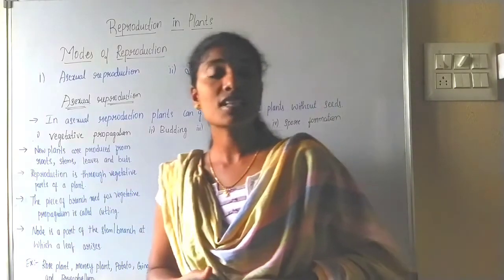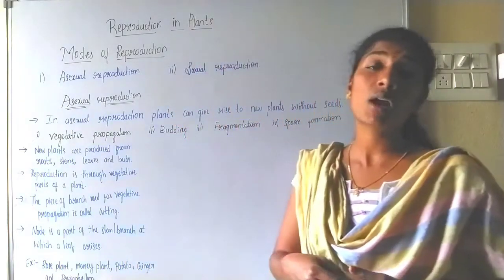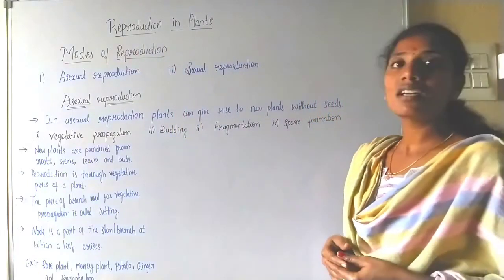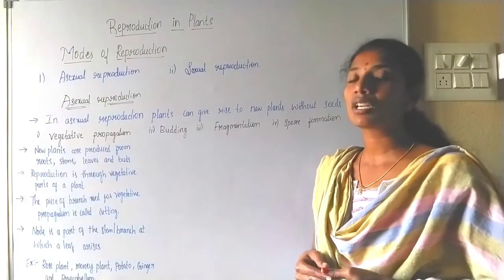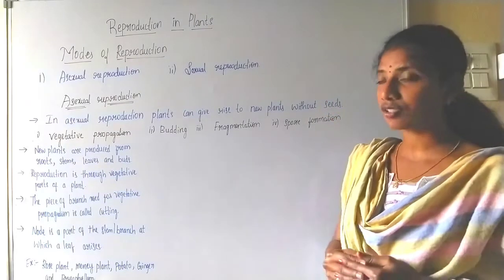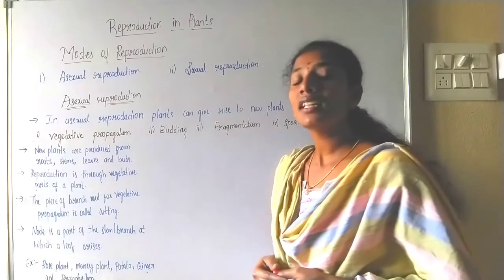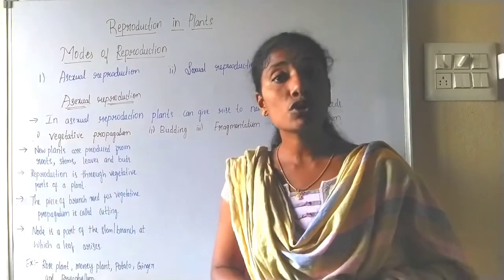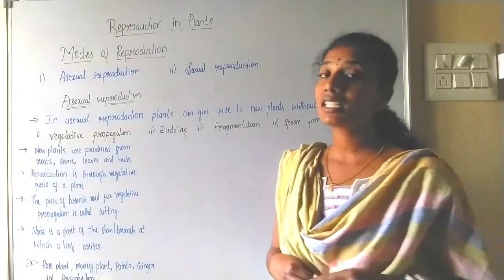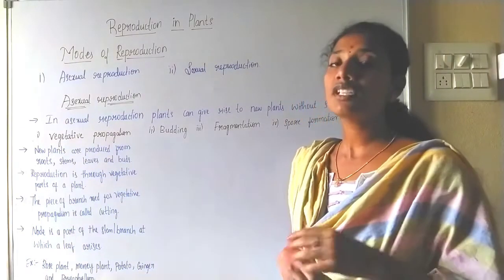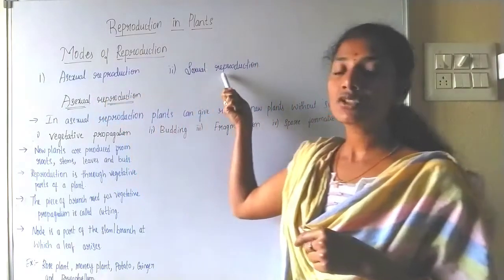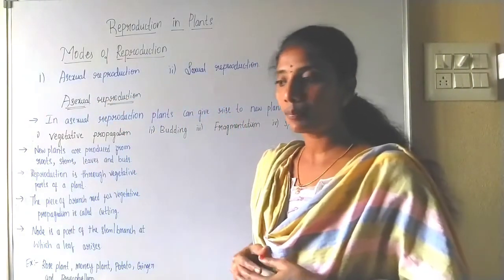Yes students, in the previous class we had glanced at the introduction to reproduction in plants, right? So we learned what reproduction means and the ways in which plants are used for the process of reproduction. Now in this class let us learn about the modes of reproduction in plants. There are mainly two methods in which plants reproduce: asexual reproduction and sexual reproduction.